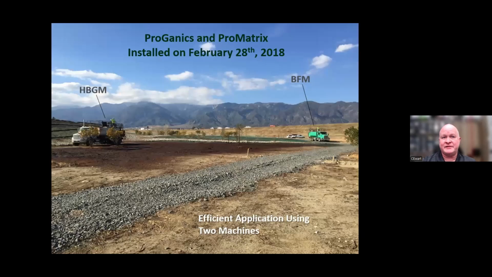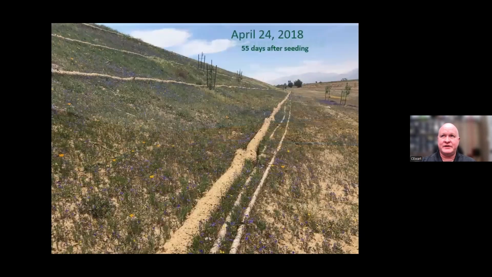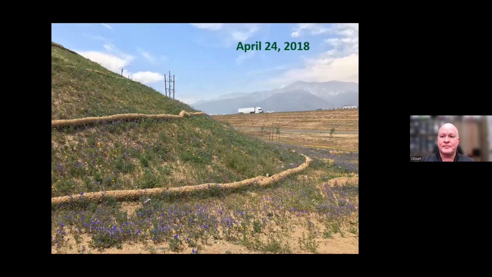This is the application process, and here they're applying a hydraulic biotic growth medium and then putting a bonded fiber matrix over the top of it. This particular contractor's got two trucks going, so one is spraying the HPGM and the other one's following behind and capping it with the erosion control with the BFM. This was February of 2018. This is right after the application process. And then this is April, 55 days later, where we're starting to see seed germination. I would venture that if soil testing were not done on this, you wouldn't see the success rate that you have.